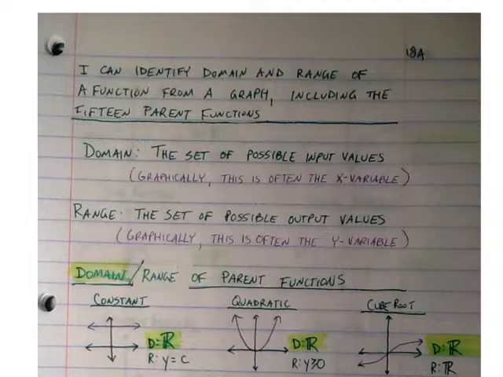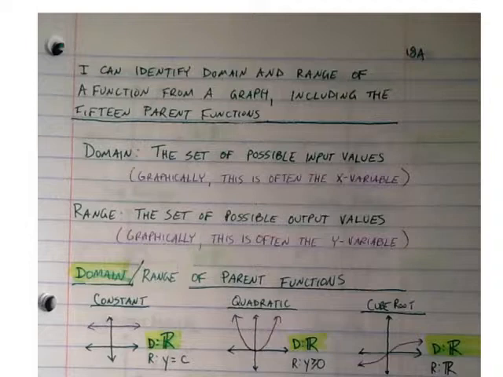Alright, the domain is the set of possible input values. So when you have a function, anything that you're allowed to input is considered part of the domain, and graphically this is often the x variable. Whereas the range is the set of possible output values. Very commonly we have the y value as our output. So graphically we're looking at the y values.